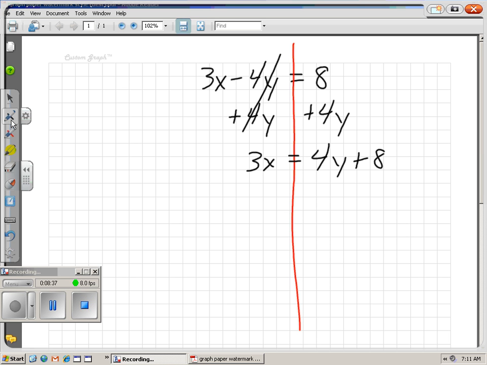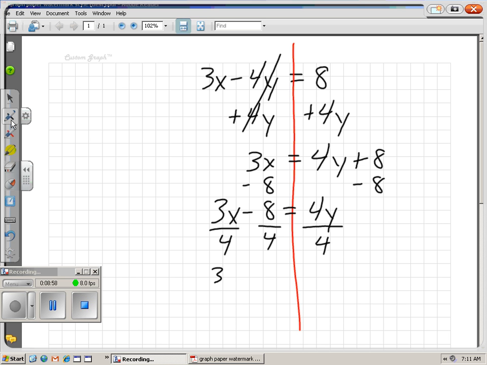That's another way of working it. See, now we don't have to worry about forgetting that negative, because forgetting the negative is the most common mistake I see. And then just finish the problem. I would want a minus 8 from both sides. And so I have 3x minus 8 equals 4y, and the rest of the problem is exactly the same.